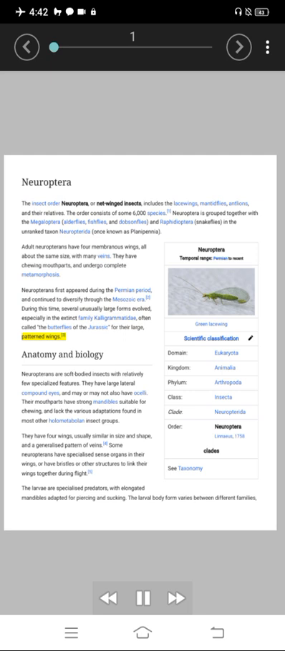Neuropterans are soft-bodied insects with relatively few specialized features. They have large lateral compound eyes, and may or may not also have ocelli. Their mouthparts have strong mandibles suitable for chewing, and lack the various adaptations found in most other holometabolan insect groups. They have 4 wings, usually similar in size and shape, and a generalized pattern of veins. Some neuropterans have specialized sense organs in their wings, or have bristles or other structures to link their wings together during flight.